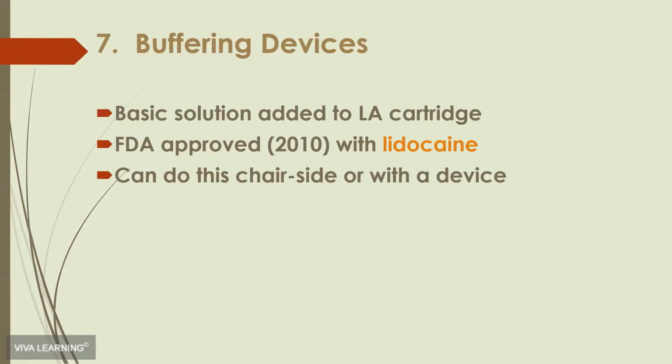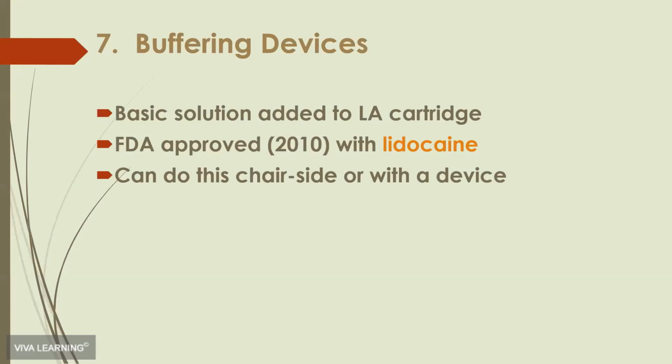The next device or new product that I'll talk about is buffering devices. There are 2 approved devices. There's one called Anutra, there's one called Onset. These devices basically infuse sodium bicarbonate into the local anesthetic cartridge. Well, not the Anutra device, that works differently. I'll show you it. But you can do this yourself with sodium bicarbonate and a 1 cc syringe. You can inject bicarb, I'll show you this in a minute, into your local anesthetic cartridge.